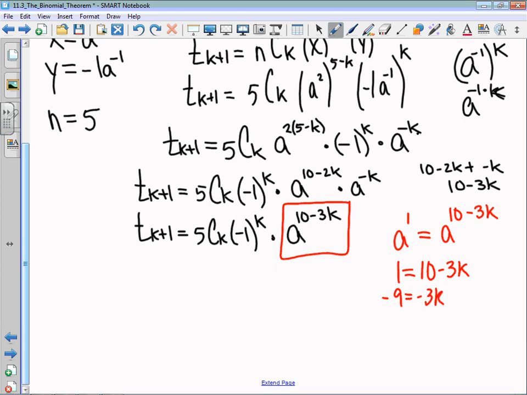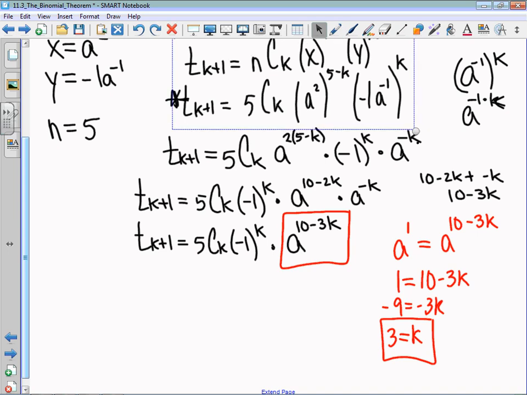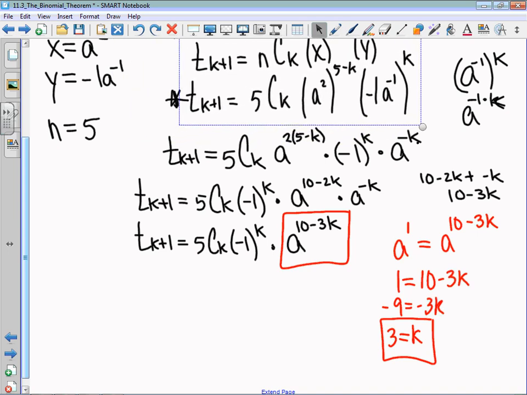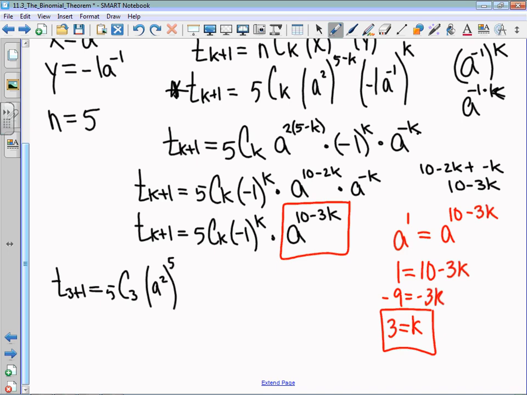Now, what's really important, and I want to go back to the unsimplified one, and I know that's kind of a pain, but I'm going to go all the way back to this one right here. I'll just rewrite it. If I know that k is 3, and the reason I'm going back is I want to confirm that I've done it correctly. Knowing that k is 3, when I put that in, term 3 plus 1 is going to be 5 choose 3 times a squared to the power of 5 minus 3 times -1 a to the power of -1 to the power of 3. If I've done this right, I should have a to the power of 1 in that term.